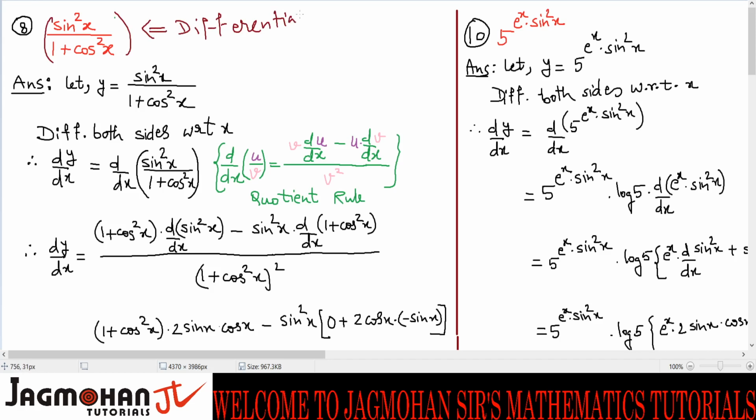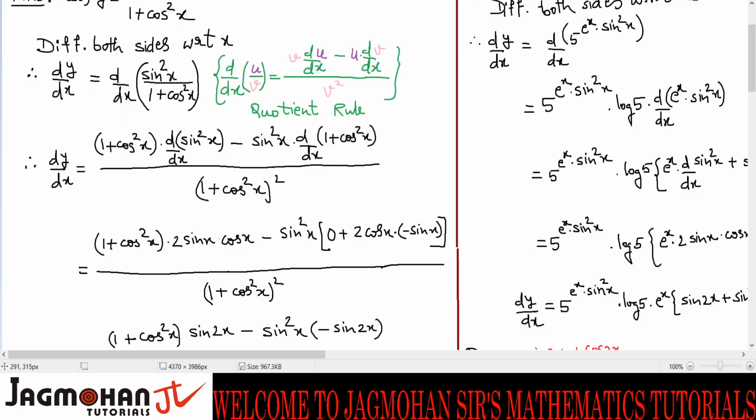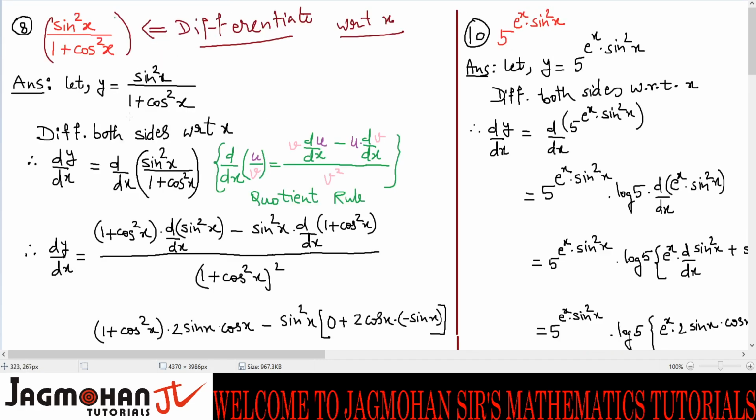Differentiate with respect to x. So I'm not writing it again and again. It had been written in the beginning only. All the questions, what we are doing is differentiating with respect to x. Question number 8. So what I do, I take this thing as y, and then I write differentiating both sides with respect to x.